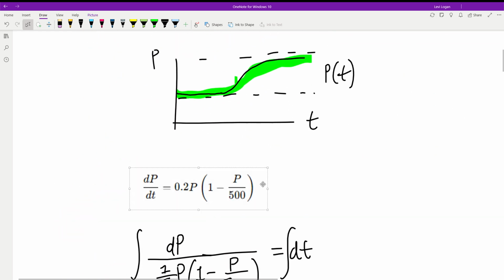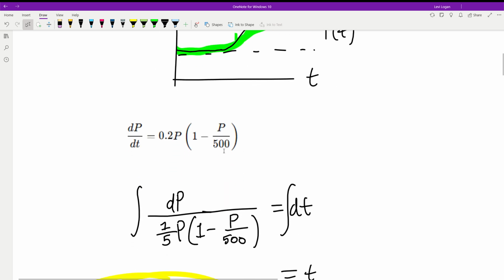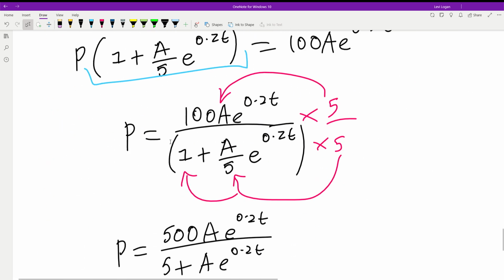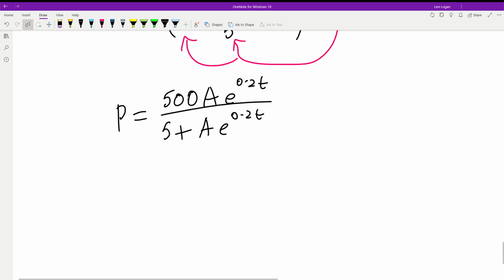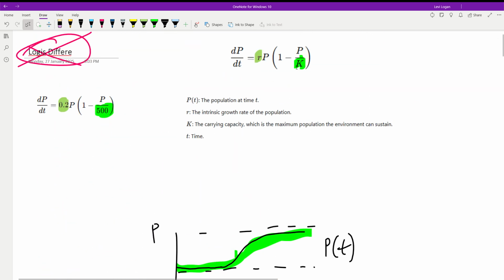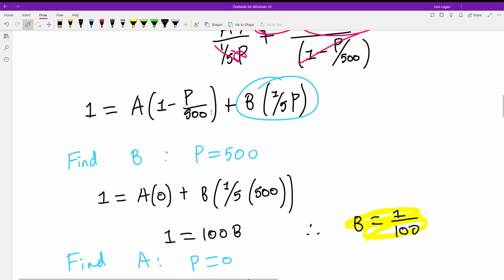Okay, so pretty much all we need to understand about this is that the growth rate is present in the general solution, like the 0.2 is present in the answer, and so is the carrying capacity, the K. Okay. But that's how you solve the logistic differential equation as an example.